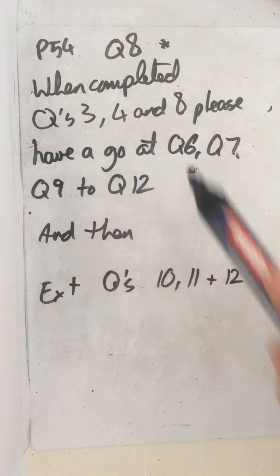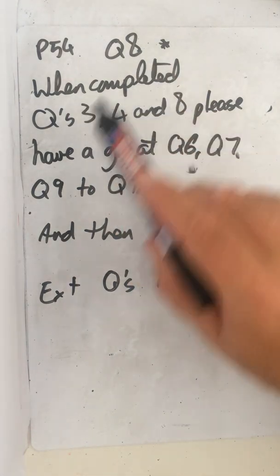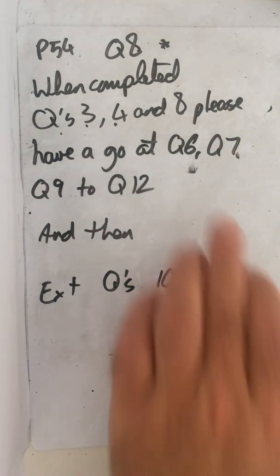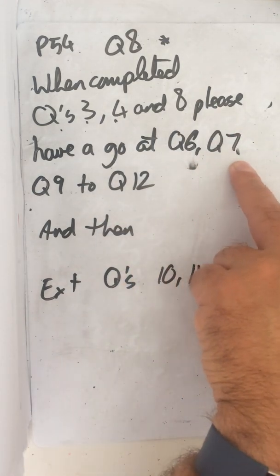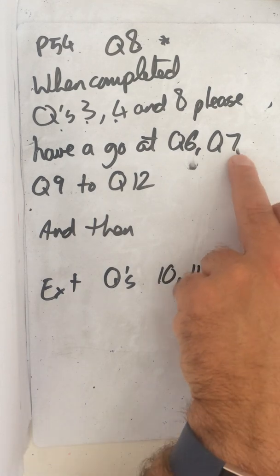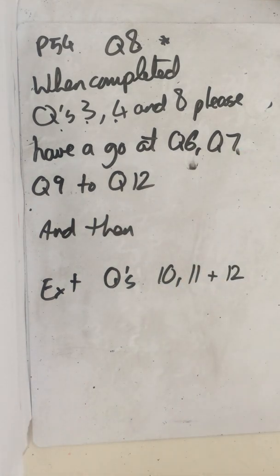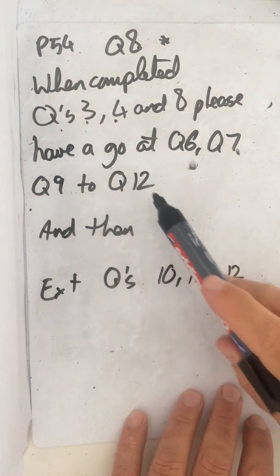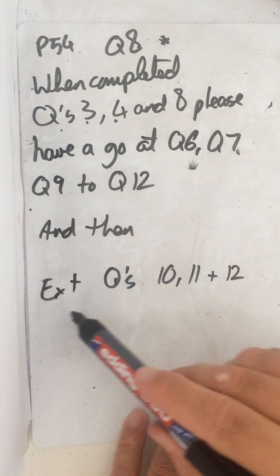So when you've completed question 8, that's questions you've already done 3, 4, and 8. Have a go at question 6 and question 7. I've had a go at question 7 myself. It's really quite tricky. You can see the level of the work is much harder. Then have a go at questions 9 to 12, and then you can have a go at the extension on here.